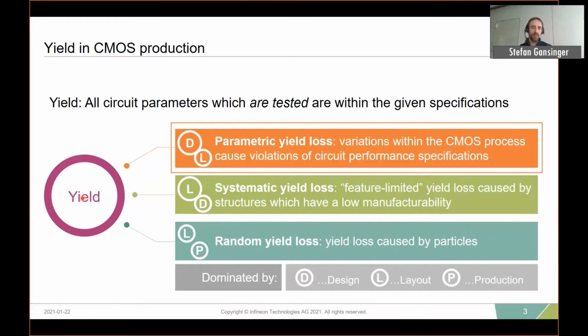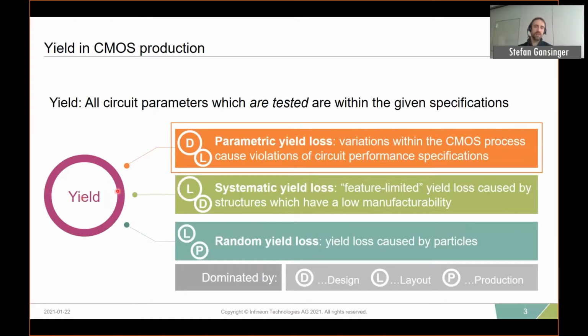So, due to variations within the individual processing steps, which are quite many in a CMOS fabrication, the device parameters like a threshold voltage, for instance, vary. And due to this variation, of course, also the performance parameters of analog circuits vary. And if this variation is too much, we have significant yield loss. And this needs to be avoided.